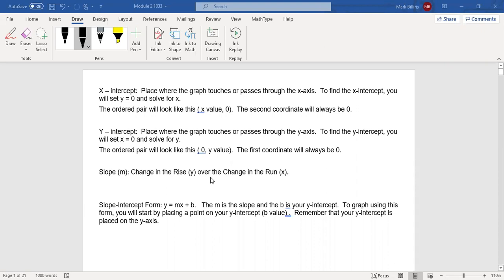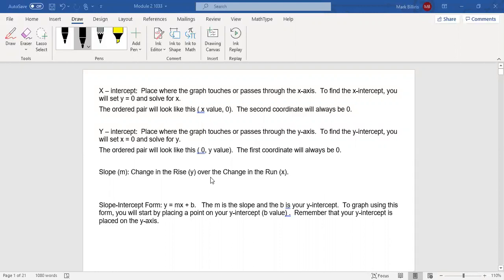The ordered pair will look like this. It'll have the x value, whatever you found by solving, with the y value being 0. The second coordinate for the x-intercept will always be 0.